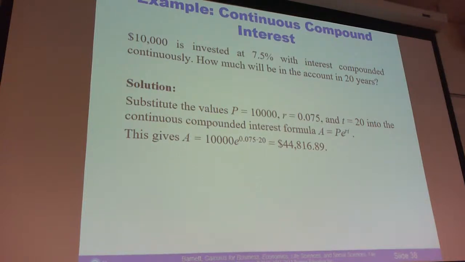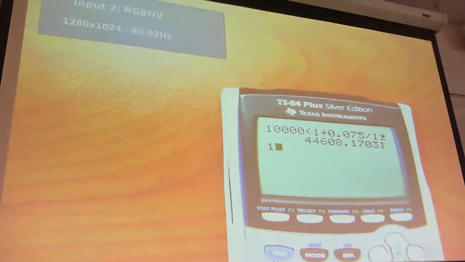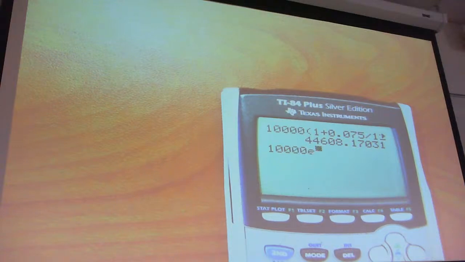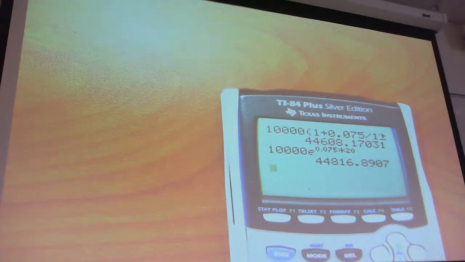Yeah, well, one is going to be missing. So let's say they give you A and R and T, you have to find P. So something will be missing and you'll have everything else. So this would be 10,000 e to the 0.075 times 20, 44,860. Okay?